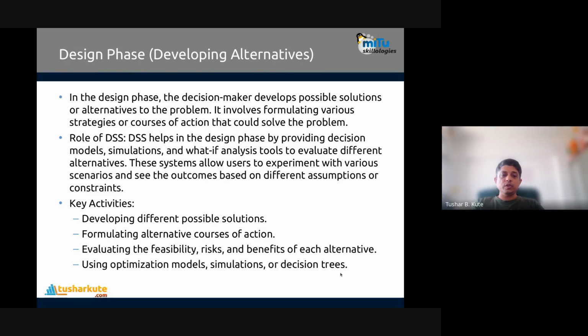What actions are done over here? You can see this one: developing different possible solutions, formulating alternative courses of action, prescriptive action, and evaluating the feasibility, risk, and benefit of alternatives. Then you can use the optimization model, simulation, decision trees. All these operations are possible.